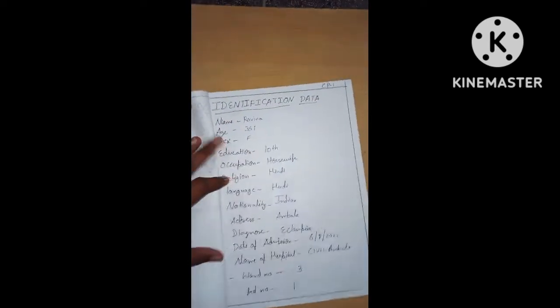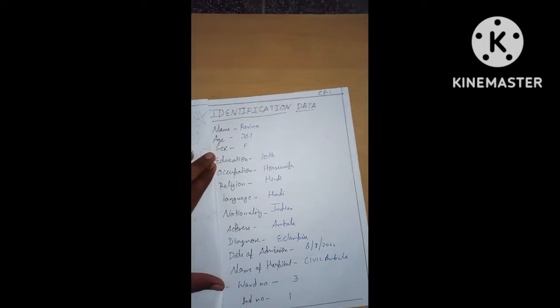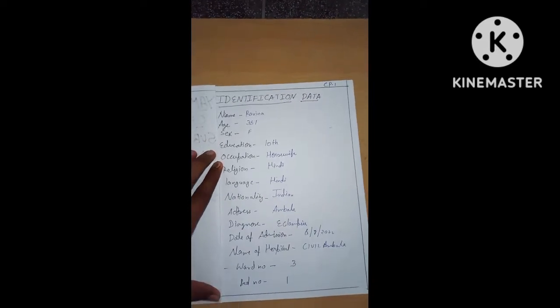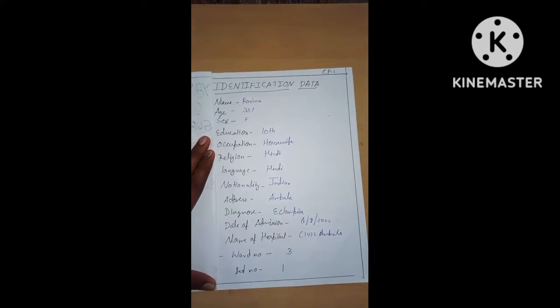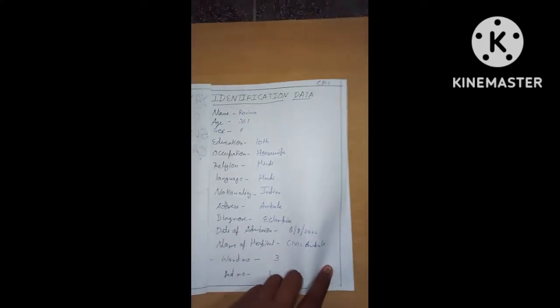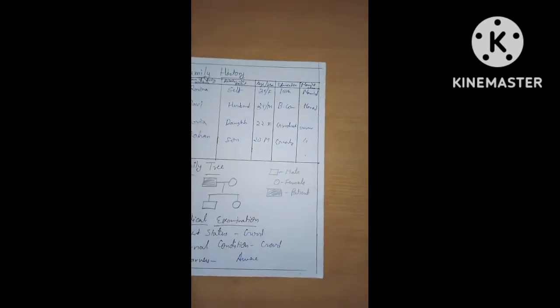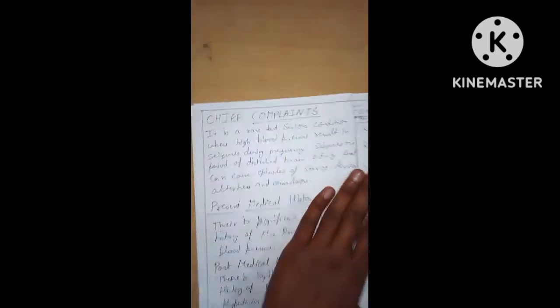First, it comes to identification data. It includes name, age, sex, education, occupation, religion, language, nationality, address, diagnosis (eclampsia), date of admission, name of hospital, ward, and bed number. Then it comes to the chief complaint of the patient.